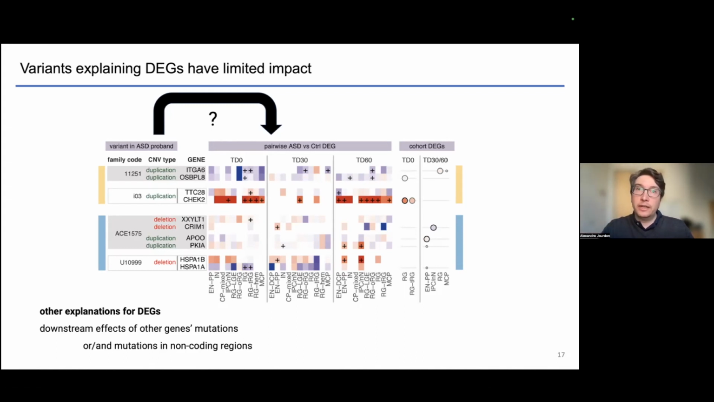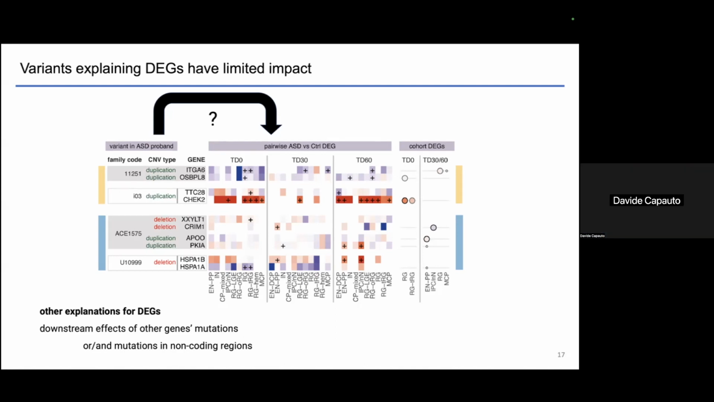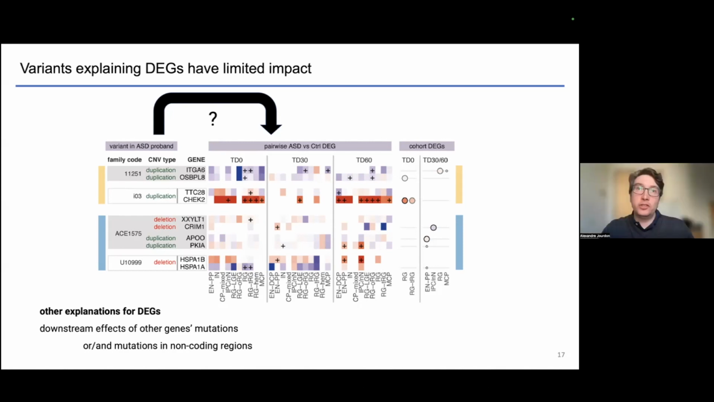Most likely, they are either downstream effects of other gene mutations, or more common mutations that affect different genes and could converge on differential expression down the line. The other aspect is that this could also be mutations in non-coding regions. Since we focused mostly on coding regions, where it's easier to predict the effect, it's harder to focus on non-coding regions when you have no real idea of what the effect of the mutations could be.